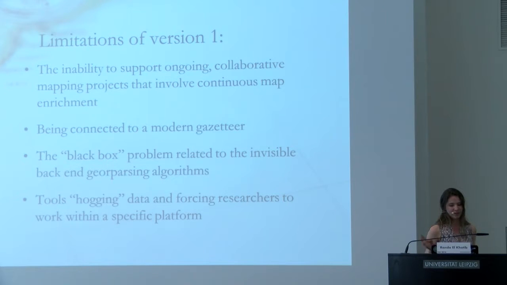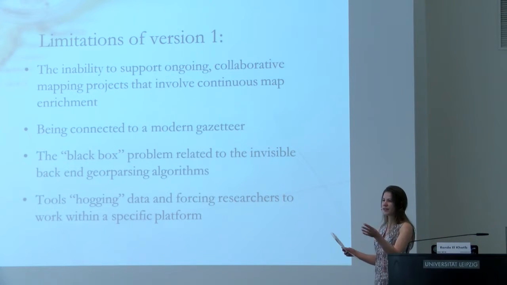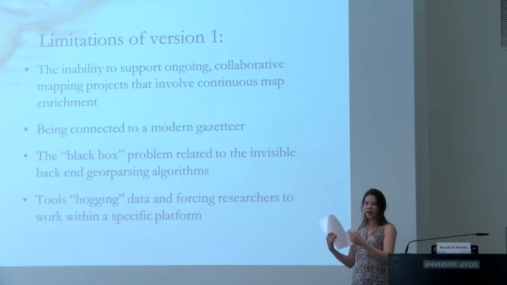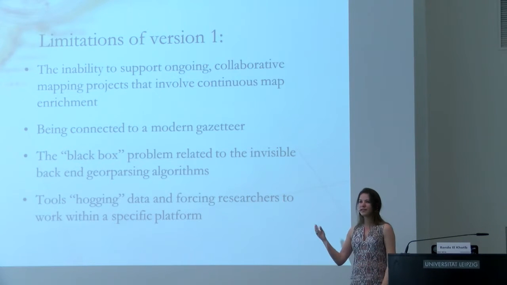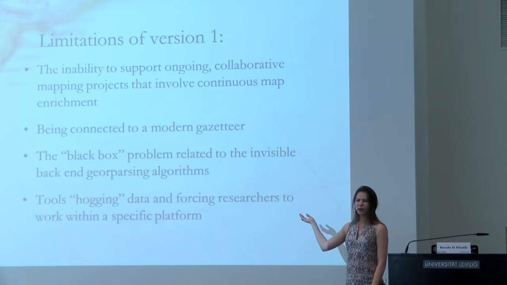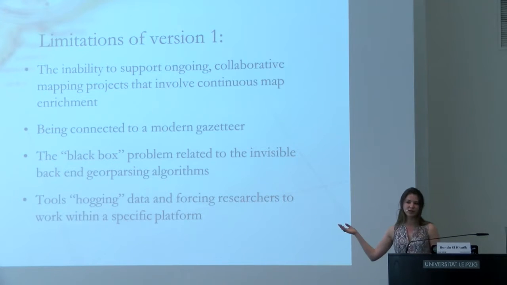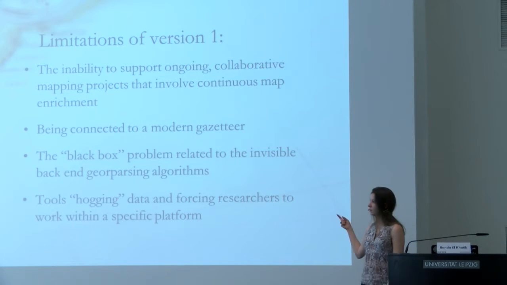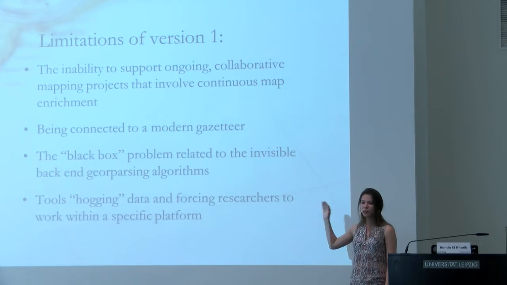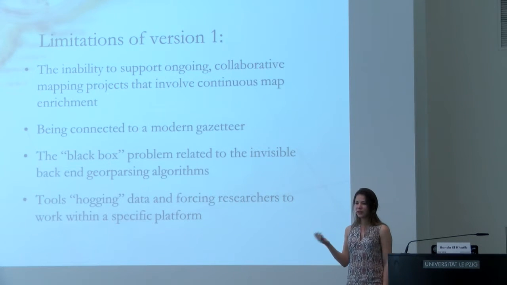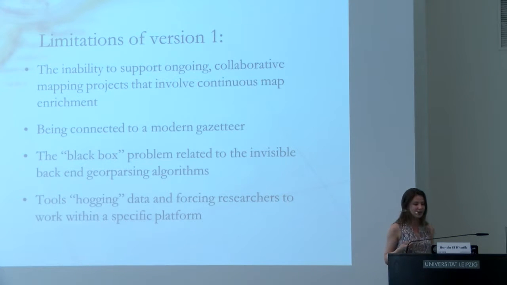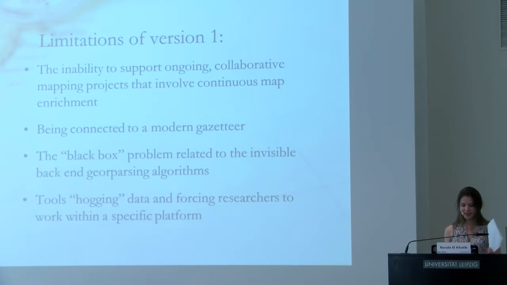Another problem is the black box problem related to the invisible backend geoparsing. Let's say I uploaded this document and it automatically did the parsing. So it says, okay, London is in England. But what if I'm working with Canadian literature and I'm not talking about London, England, I'm talking about London, Canada? These automated parsing methods would just put it in England, and there is no way to go back in and change it. So essentially you get a map that is inaccurate and there's nothing you can do about it. And that's not very nice.